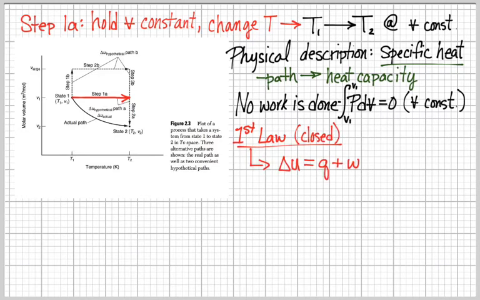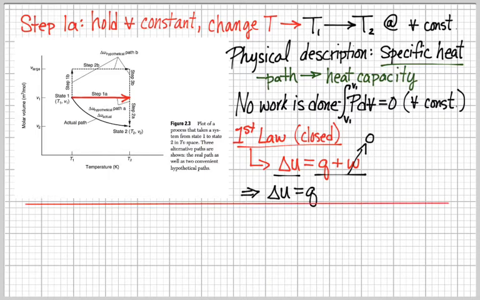The system itself is closed. It is a closed system, and so I can set up my first law balance with my state function on the left side and my path functions, heat and work, on the right side. But I just defined work as going to 0. So I have a system where volume is held constant, where the change in molar internal energy is equal to heat.